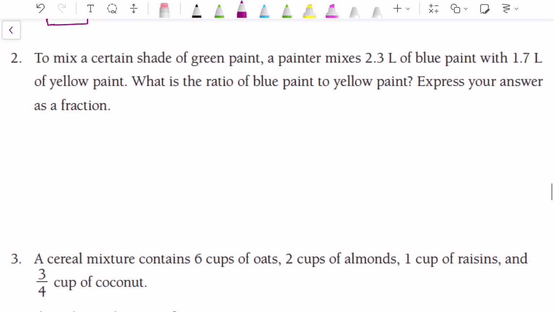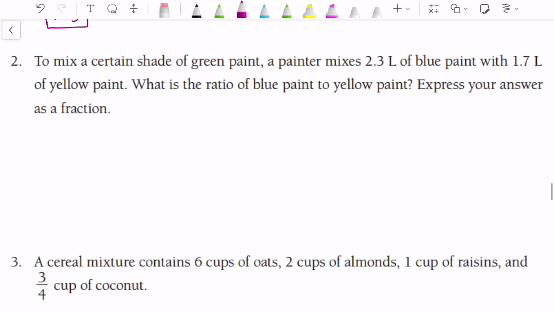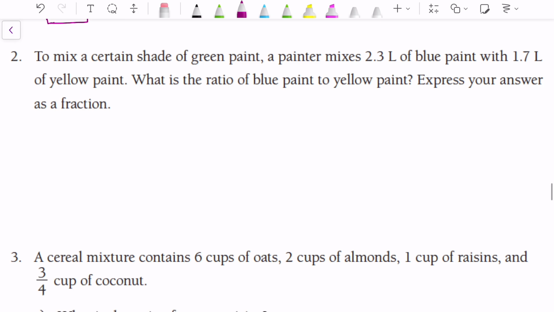All right, next question. To mix a certain shade of green paint, a painter mixes 2.3 liters of blue paint with 1.7 of yellow paint. What is the ratio of blue to yellow? Okay, so let's start with blue to yellow. And it says to express it as a fraction. We can change it at the end, or we can do it at the beginning. It's totally up to you which way you decide to go with.